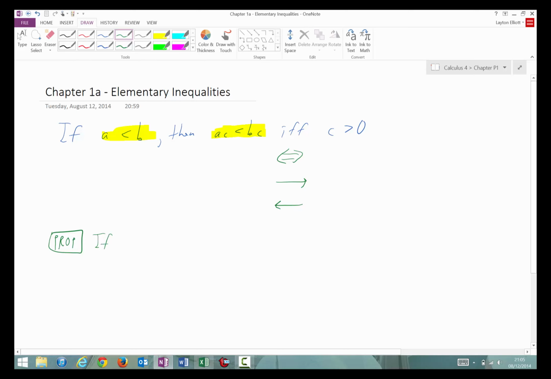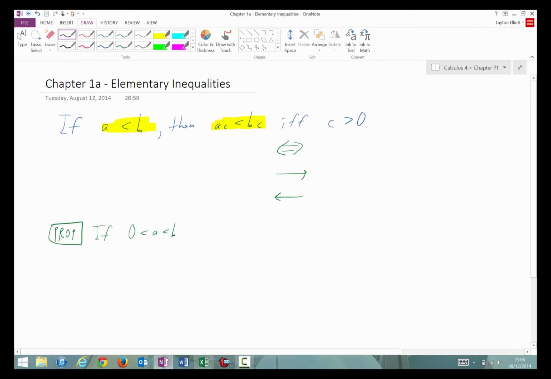But we know that if A and B are both positive and A is less than B, and this compound inequality is a way to say that. This is basically saying that A and B are both positive. And you can create a note to yourself about that.